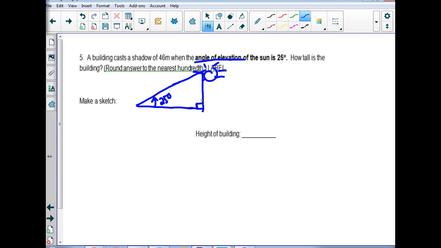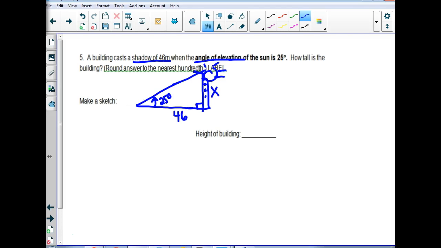This is like the height up towards the rays. How tall is the building? Well, I guess this is the building that's blocking the sun a little bit, and that's causing that shadow. And the shadow is 46 meters. Now, I get people putting 46 here. That's where the rays of the sun are, so it doesn't go there. Shadows should be where? On the ground. So your 46 needs to be here. You're trying to find out the height of the building, so X would be there.